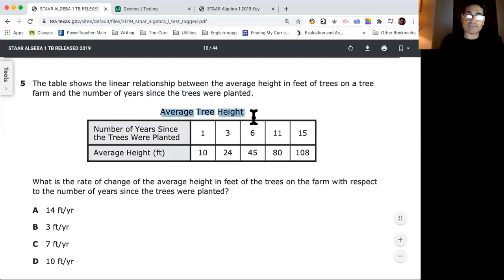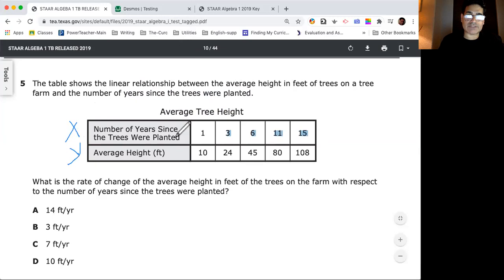Average tree height. And I have two rows in this case. I have the number of years since the trees were planted. I have the average height. And as we teach in the classroom, most teachers will teach one will be an X, one will be a Y. All right? And so that is our information.